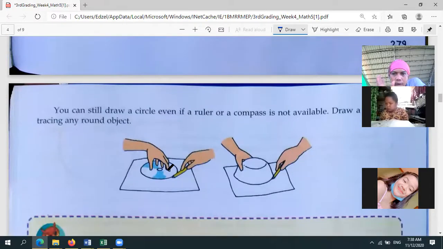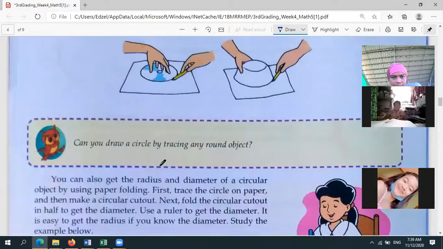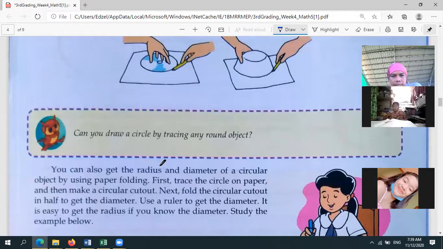Or, if you don't have a compass, you can use a plate, a small plate, as your circle. You can still draw a circle even if a ruler or a compass is not available. If you don't have a compass or a ruler, you can still draw a circle using round objects.